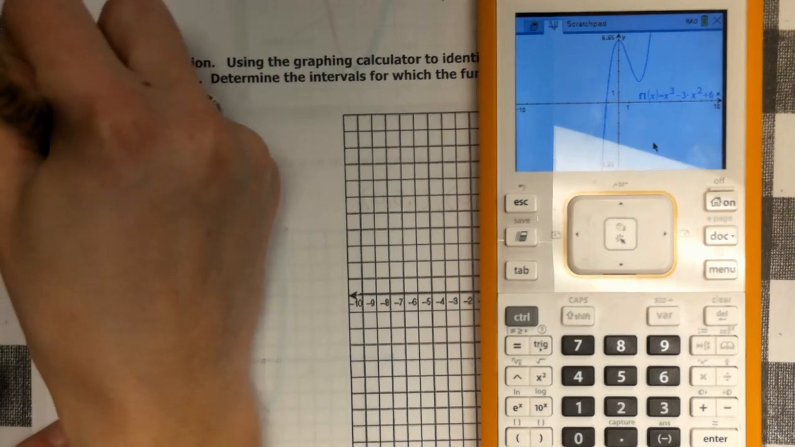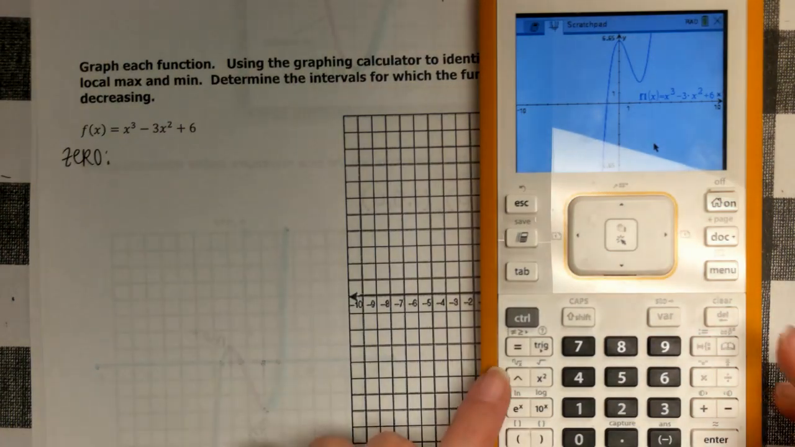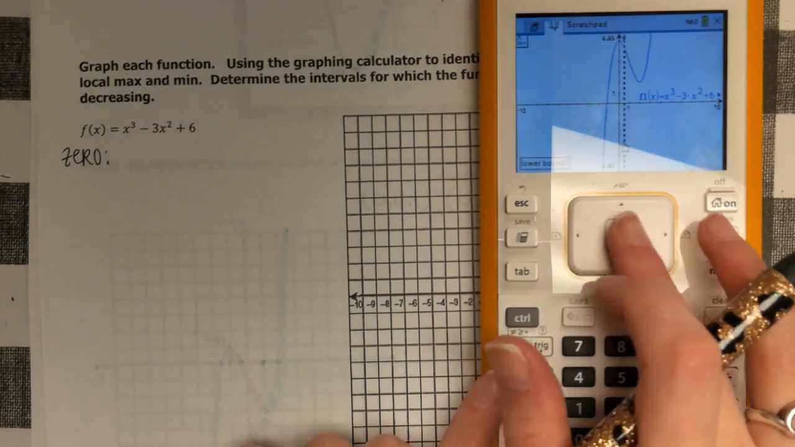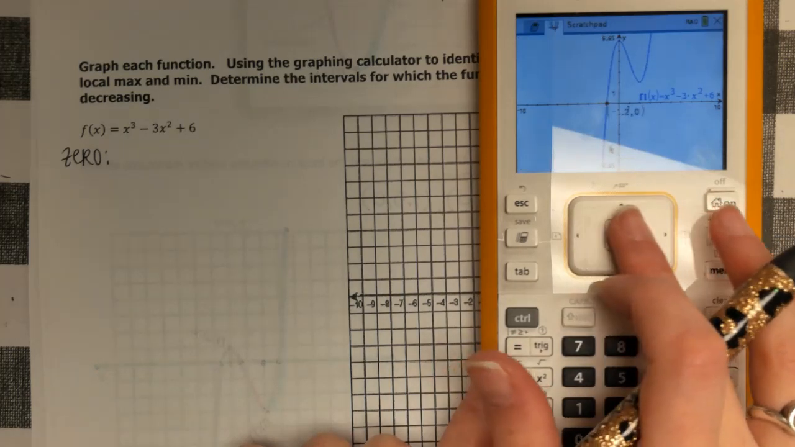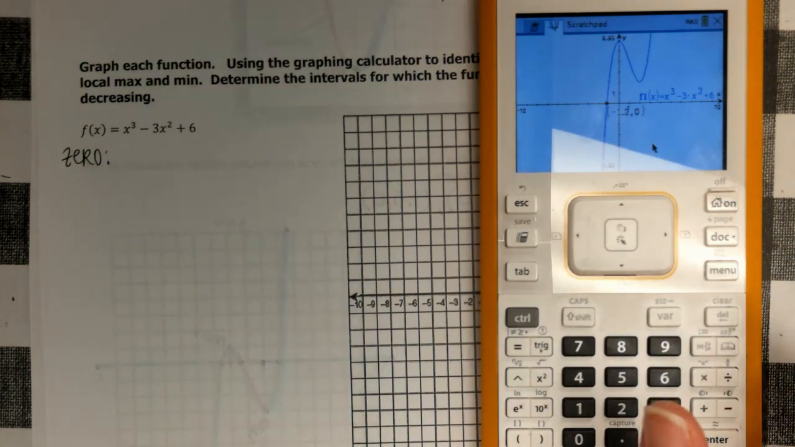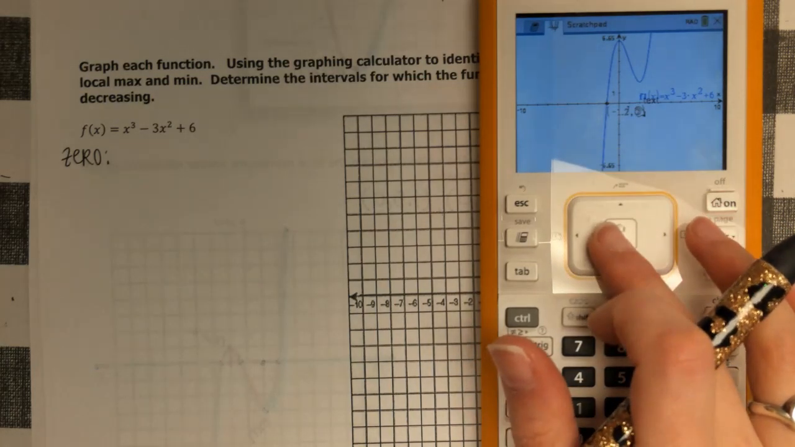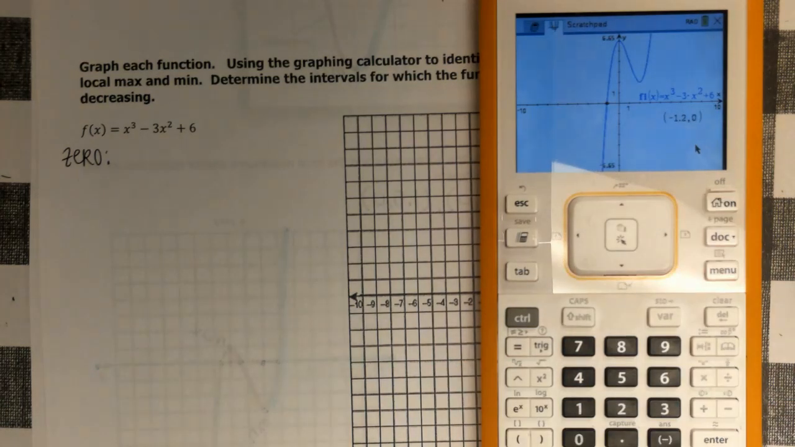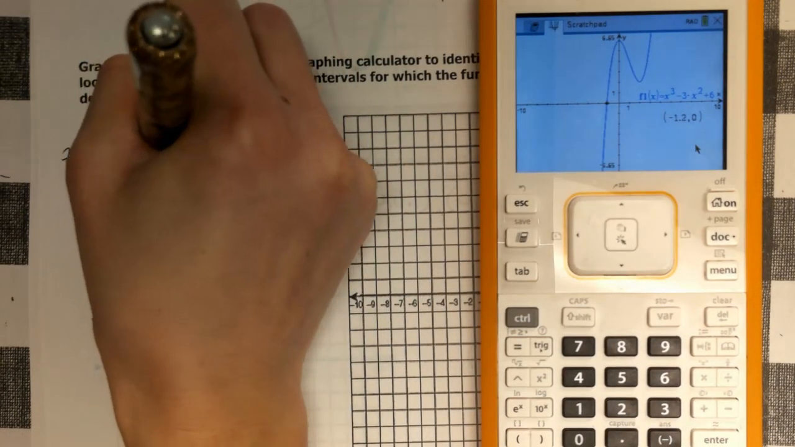How many zeros do I have? I just have 1. So menu 6, enter. I go to the left of it and scroll over to the right. And we're rounding to 1 decimal place, which it is 1 decimal place anyways. I know that I have a glare on my screen, so you should be doing this on your own calculator and just verifying the same values. So my zero is at negative 1.20.